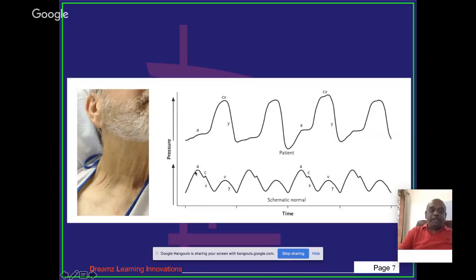So you can see there is an A wave, which is because of the atrial contraction during the last one third of the diastole, and the blood enters from the right atrium into the right ventricle, and the atrium undergoes relaxation. Because of that, there is a fall in the pressure, which is basically called the X descent. After the X descent, the atrium is filled with blood from the great vessels, which leads to the V wave, and after the V wave, the AV valves open, and that makes the blood flow from atrium into the ventricle, and that is the reason the Y descent occurs.